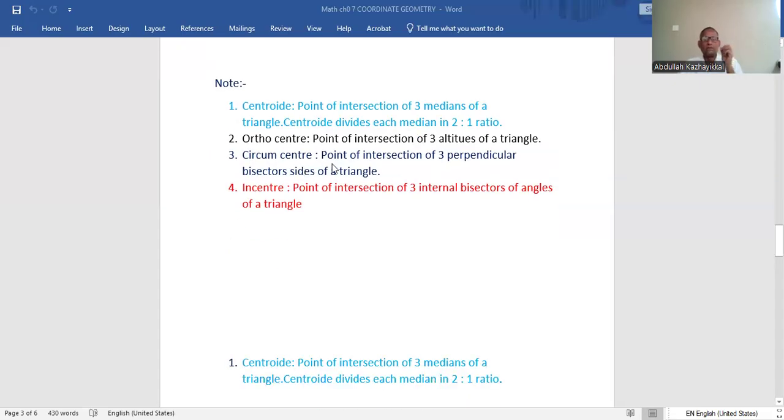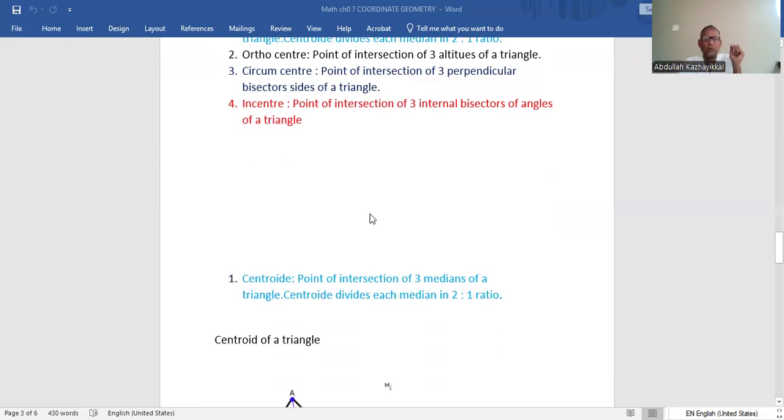Then circumcenter: the point of intersection of the perpendicular bisectors of the sides of a triangle. Circumcenter is used for drawing a circle. Next, incenter: the point of intersection of the three internal bisectors of the angles of a triangle. That is the incenter. Don't confuse.